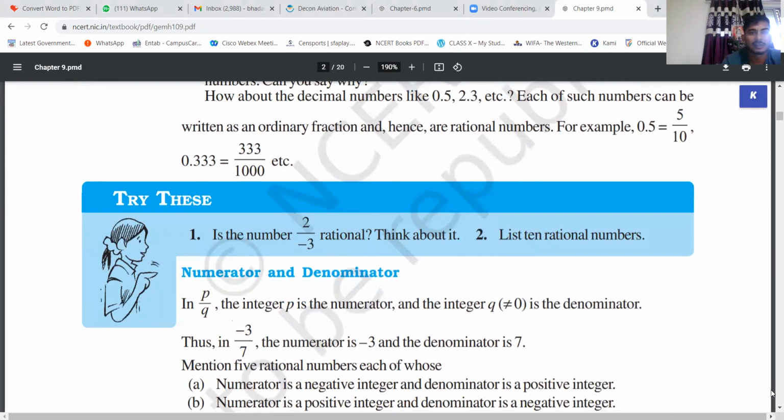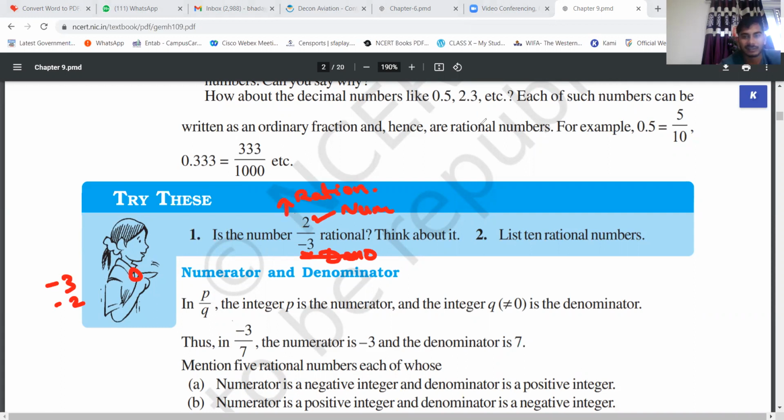See, now the question is: is the number 2 by minus 3 a rational number? Now see, this is the numerator and this is the denominator. So imagine by yourself, are they rational numbers? Is there 0 here? Minus 3 is acceptable, minus 2 is acceptable, but 0 is not acceptable. Therefore, it is a rational number. Yes, it is a rational number.